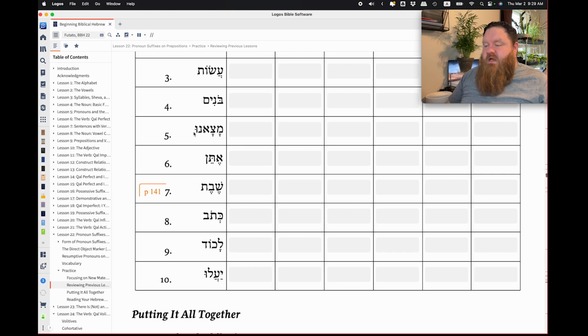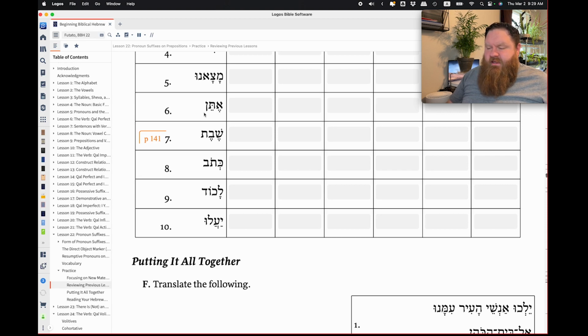Number five, matsanu. Matsanu, this really jumps out at me as this new suffix. If you take that off, which by the way is a cal perfect 1CP suffix, you're left with matsa, which is just the lexical form that we learned. I'm pretty sure matsa means to look for or to find. And so this would be we found. It is cal perfect 1CP from matsa.